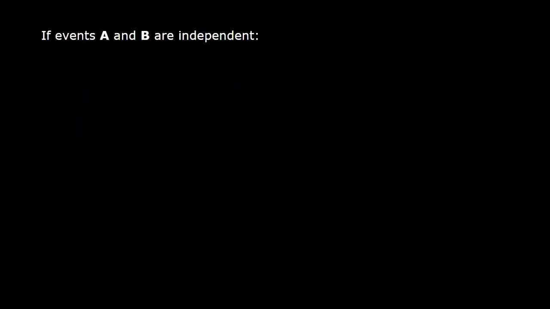Okay, so let's summarize this idea of independence. Remember, if events A and B are independent, you can calculate the probability of A and B occurring by multiplying the two individual probabilities together in isolation of each other. That's because event A will have no effect on event B, and event B likewise will have no effect on event A, and you don't have to worry about any interplay between the two events if they are independent.